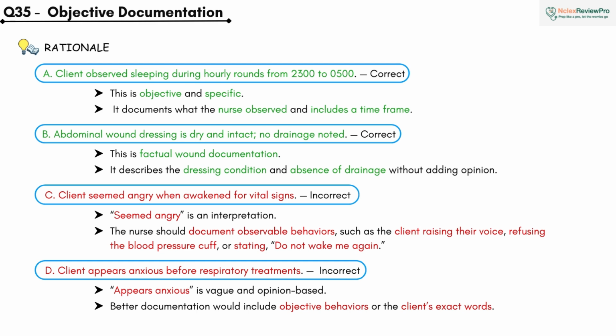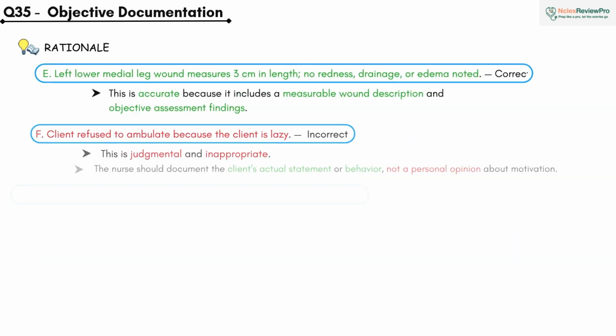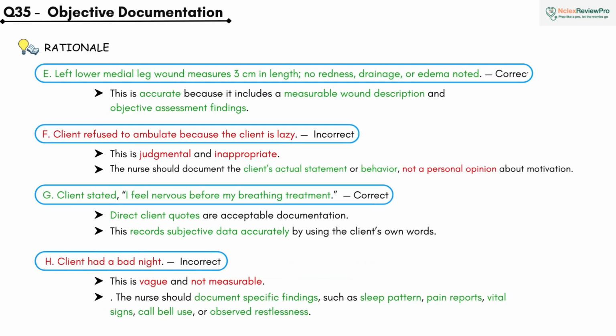Option D is incorrect. Client appears anxious is vague and opinion-based. Better documentation would include objective behaviors or the client's exact words. Option E is correct. Left lower medial leg wound measures 3 centimeters in length. No redness, drainage, or edema noted is accurate documentation because it includes location, measurement, and objective assessment findings.